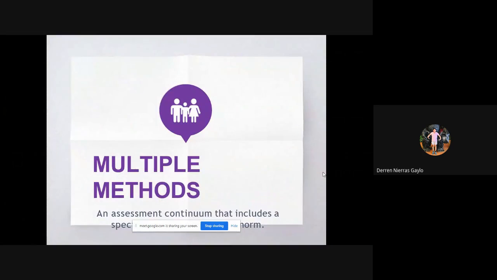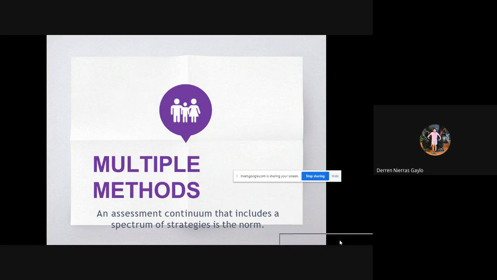Multiple methods. An assessment continuum that includes a spectrum of strategies is the norm. So when you say multiple methods, there are different assessment tools or assessment strategies that you'll be using. Like you can have multiple choice, you can have fill in the blanks, but you could also have performance-based assessments, portfolio, self-assessment and the like.